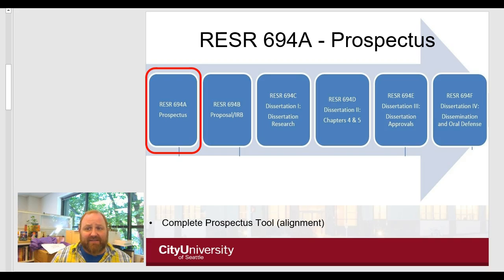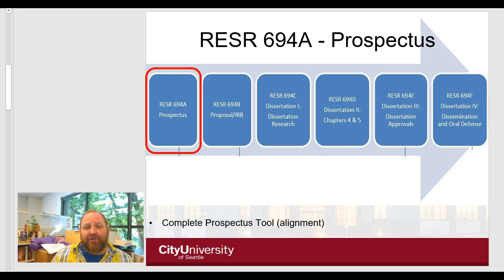So the first step in the research cycle is 694A, which we loosely title the prospectus phase. Honestly, most people are not getting the prospectus done within 1 quarter. It's taking a few quarters to develop these ideas, but once you get it developed, it tends to move much faster. But ideally, you would have your prospectus finished by the end of the 1st quarter.